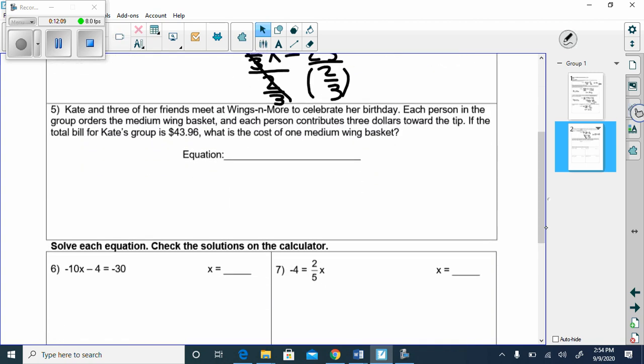All right, then we have number 5. It says Kate and 3 of her friends meet at Wings and More to celebrate her birthday. Each person in the group orders the medium wing basket, and each person contributes $3 towards the tip. If the total bill for Kate's group is $43.96, what is the cost of one medium wing basket?